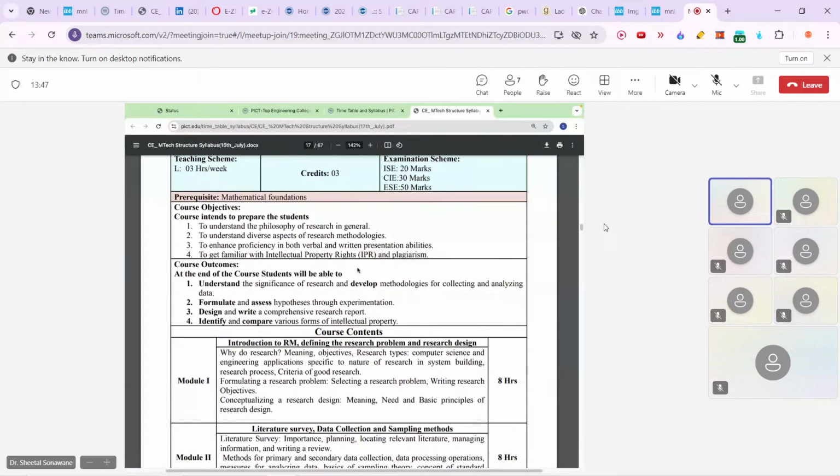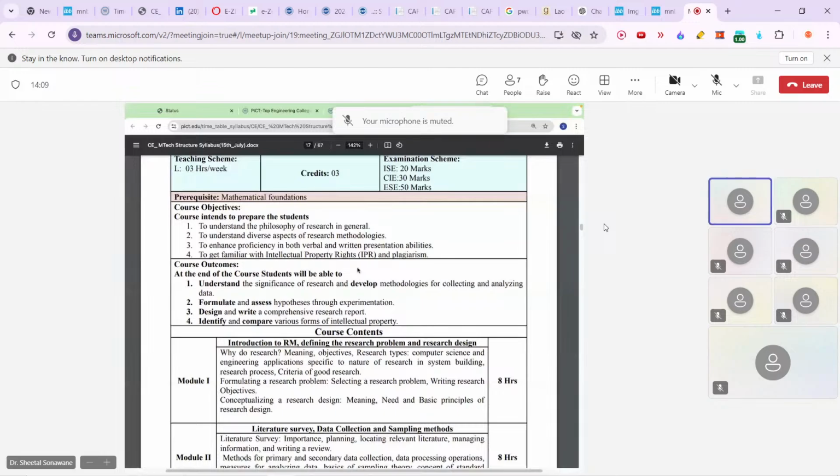And the last one is to identify and compare various forms of IPR, that is, intellectual property. So these are the things you will learn in this subject: when to go for copyrights, when to go for a patent if I want to publish, what the deadline is, and everything. All these things you will learn in this subject.